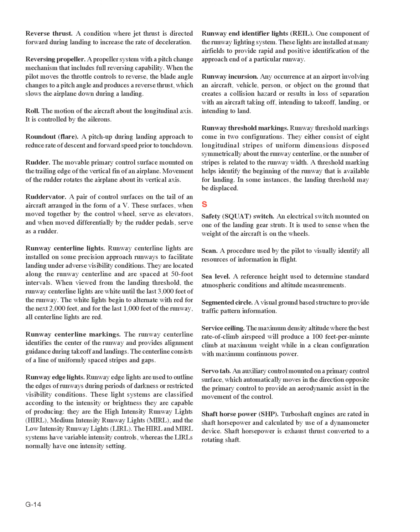They either consist of 8 longitudinal stripes of uniform dimensions disposed symmetrically about the runway centerline, or the number of stripes is related to the runway width. A threshold marking helps identify the beginning of the runway that is available for landing. In some instances, the landing threshold may be displaced.